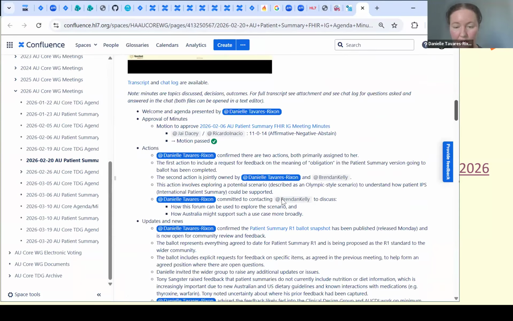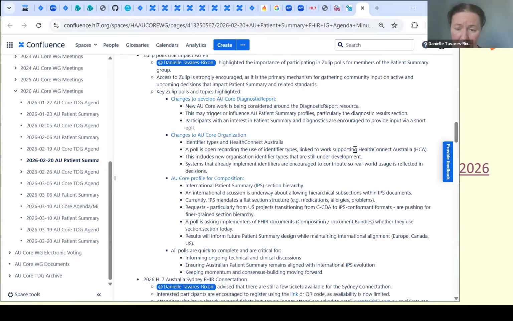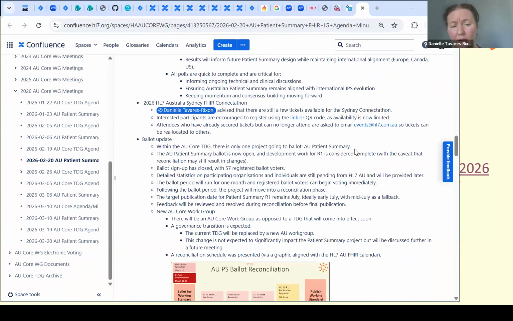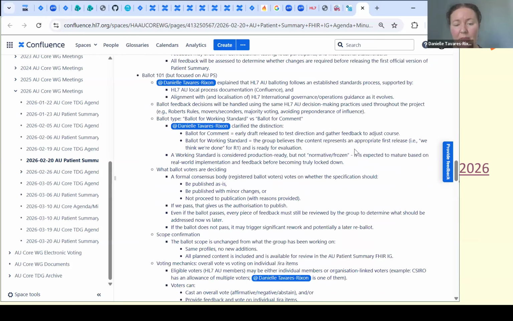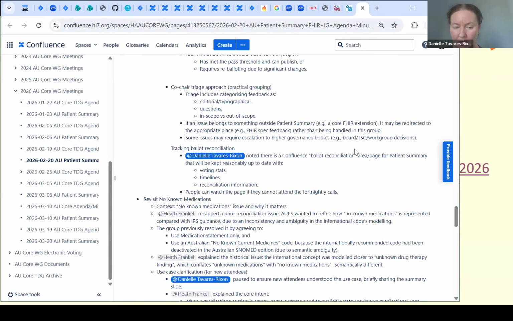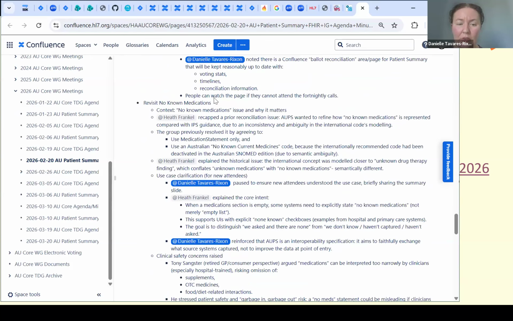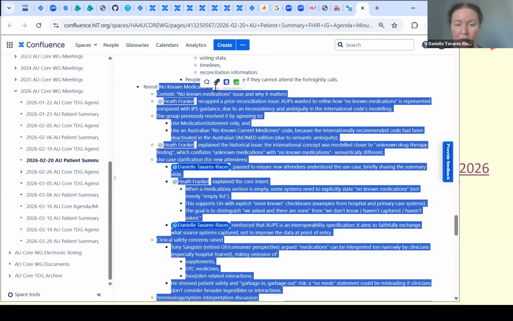is, as you know, we did our usual content. We updated a lot on the actions in the news. We talked about some of the Zulip polls that were out there because there's a lot of development work going on. It's that time of year where AU Core, Patient Summary, and all sorts of specs, AU Base as well, are basically into their new development area. We did a bit of a ballot update. And we talked about what does ballot mean at a high level for the Australian Patient Summary FHIR IG project. And then we spent the rest of the meeting around what we've been calling no known meds.